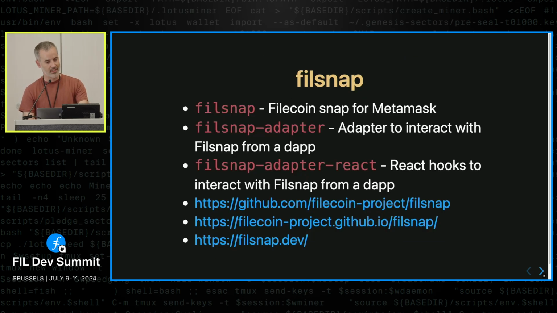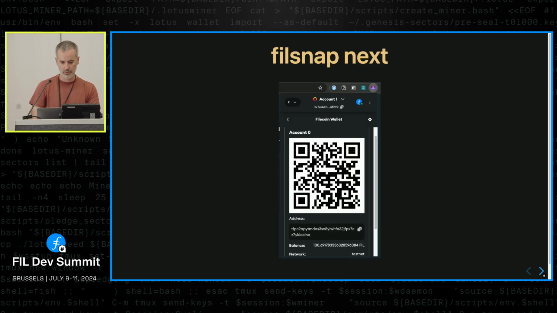Around FileSnap, there's a bunch of packages. The first one is the actual snap, the thing that gets installed inside your MetaMask extension. There's the adapter, which is what the dApps use to interact with the snap. And there are also some React hooks to make the developer's life a little easier. Developers are accustomed to these React hooks, and they make everything easier to use the snap inside a React app. There's a bunch of other links for documentation and for the GitHub repo that you can look into.